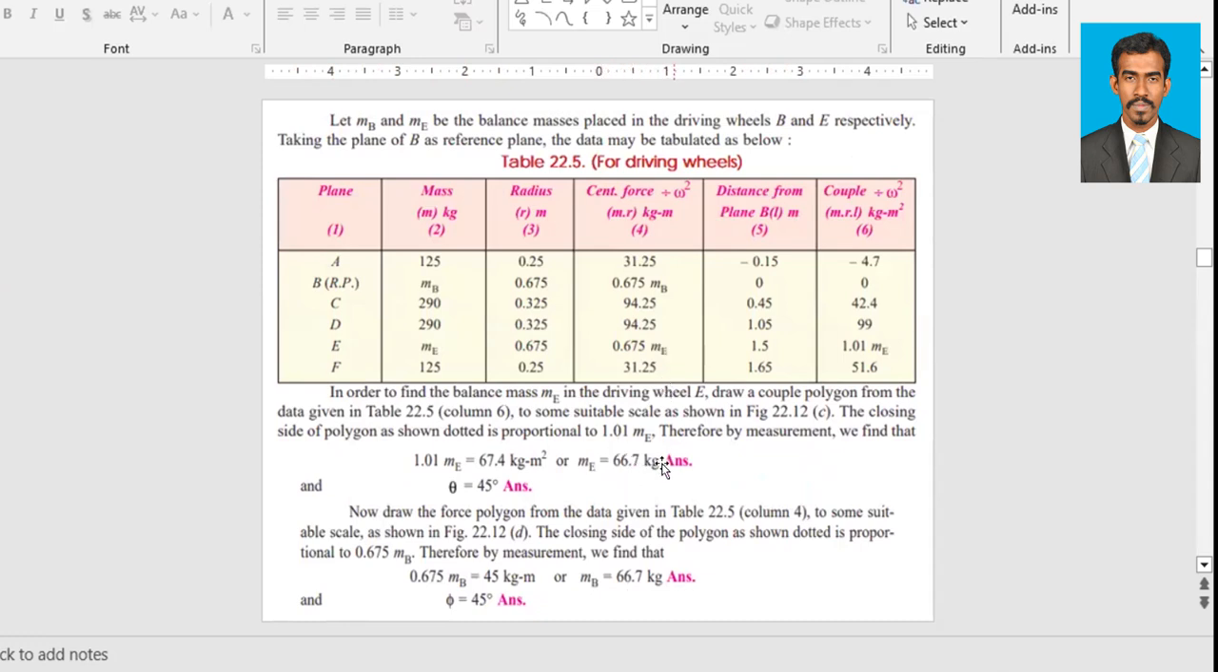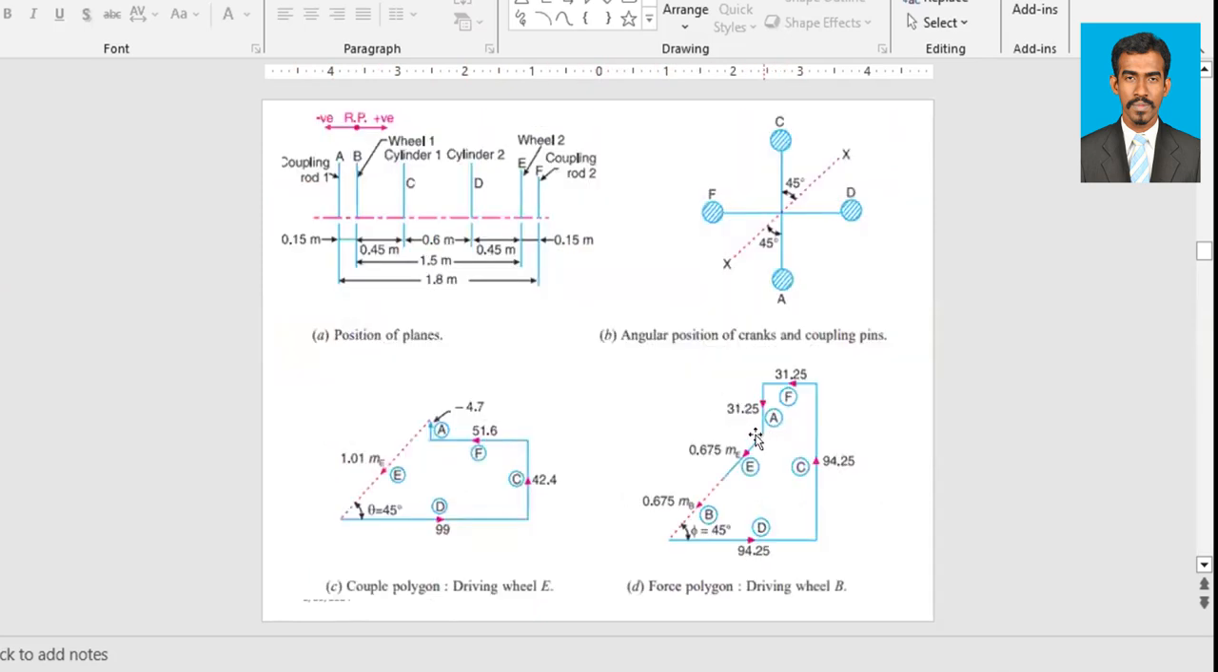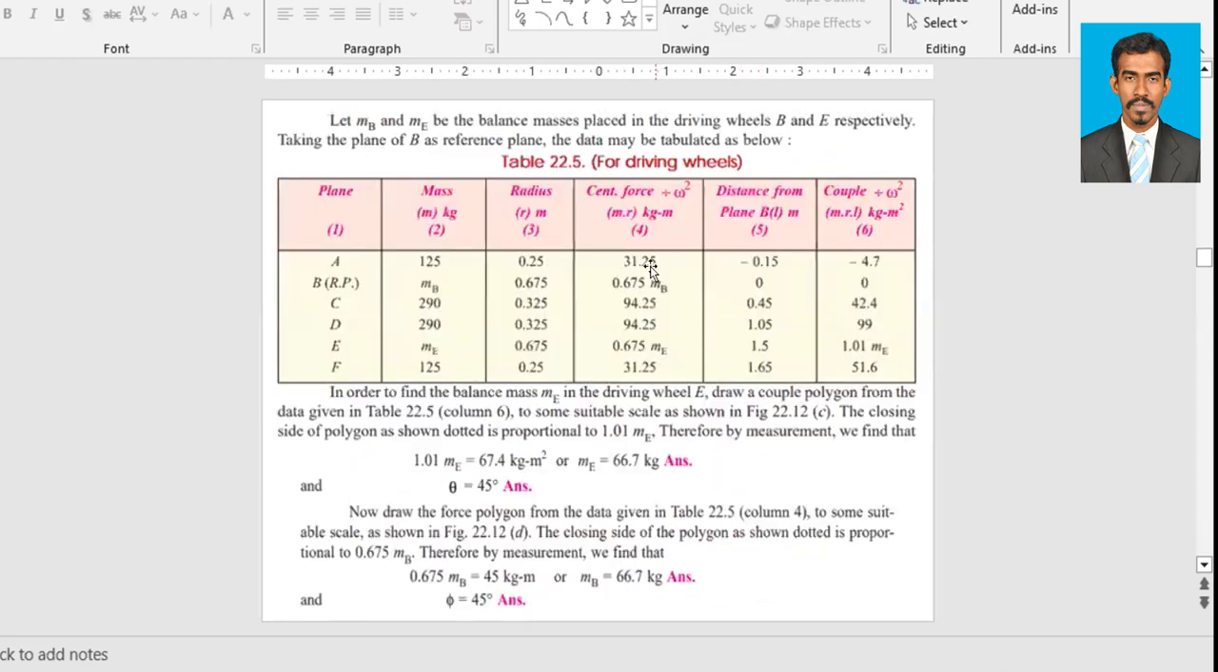Okay. And recently we have found that E is equal to 0.0615 ME, which will give you 66.7. And when you replace it in the table, you will have some value. So that value is 0.675 ME. So they have mentioned it as it is. If you have the final value, then you can put it here, right? So that will give you some length here. Okay. So now we have done with all the known values.